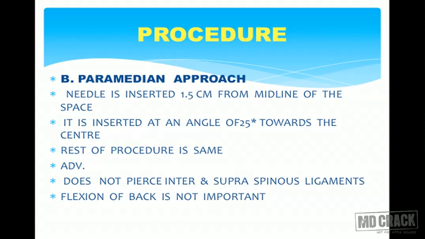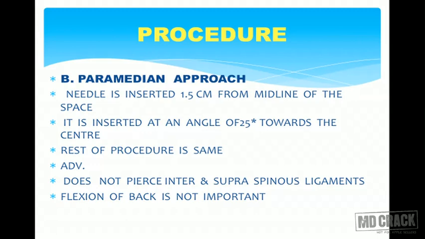The needle is inserted not from the center but 1.5 centimeters from the midline of the space. Of the same space, but not through the center of the space, but 1 to 1.5 centimeter lateral from the midline of the space. It is inserted at an angle of 25 degrees towards the center. The rest of the procedure of subarachnoid block or spinal anesthesia is the same as in case of median approach.